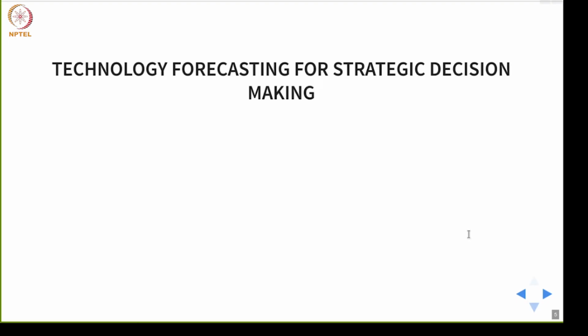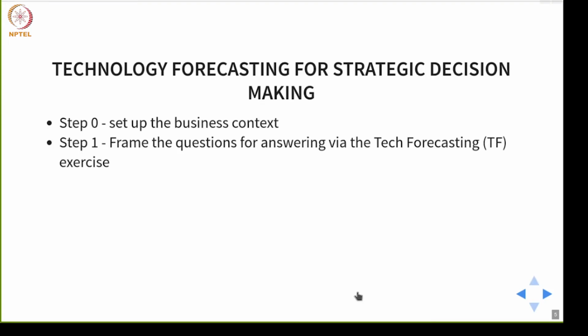So step 0 is setting up the parameter, so to speak, of the business context itself. Then the next step 1, as we call it, is to frame what is the question to be answered via this technology forecasting exercise that you're willing to carry on here. So we call it TF for short. TF is technology forecasting.